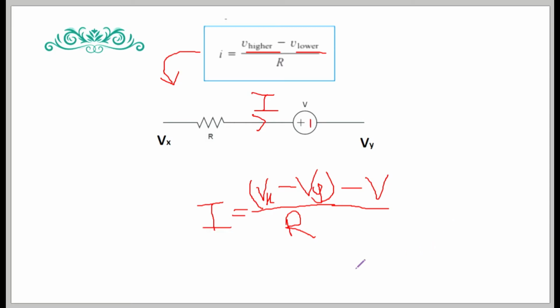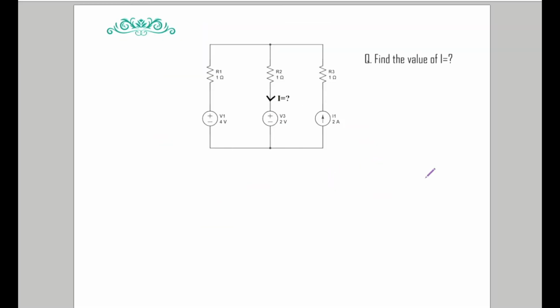Remember this simple technique, because it will be very useful for you when you try to solve future problems. Now let's try to solve this nodal analysis problem. The question says that you have to find I, and we are going to solve this circuit using nodal analysis.